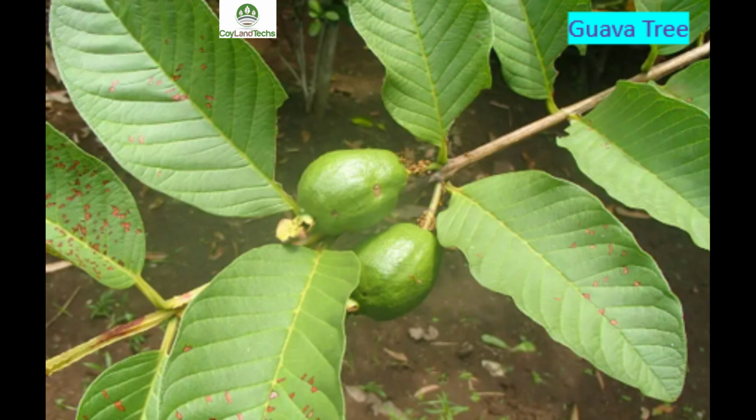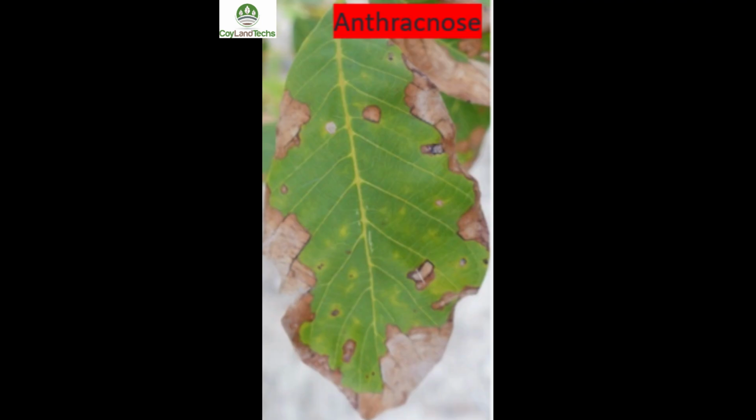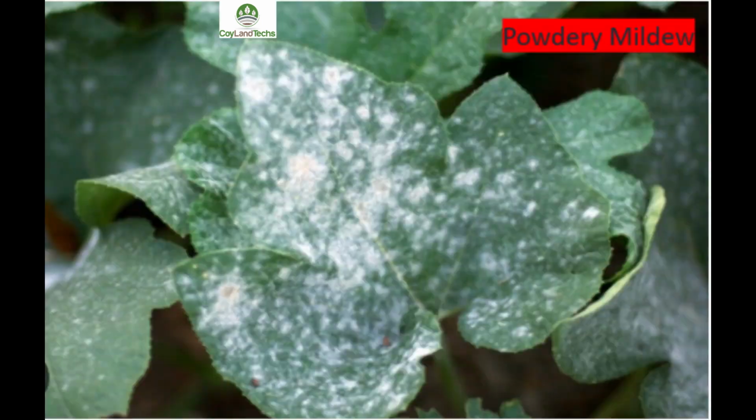Common pests and diseases affecting guava trees include guava fruit flies, fruit spotting bugs, anthracnose, and powdery mildew.